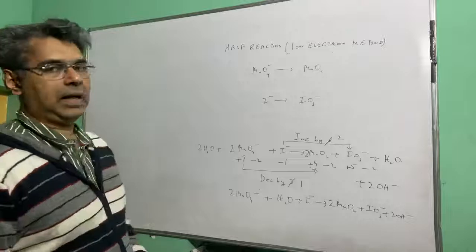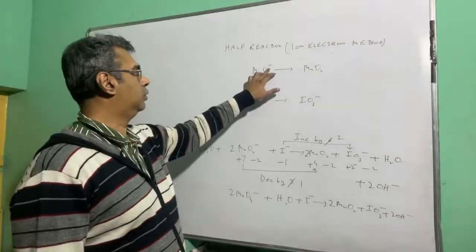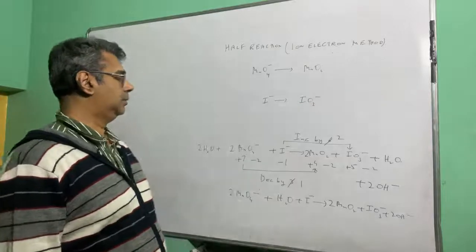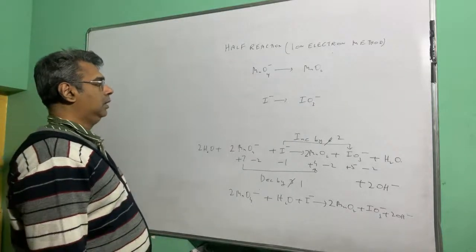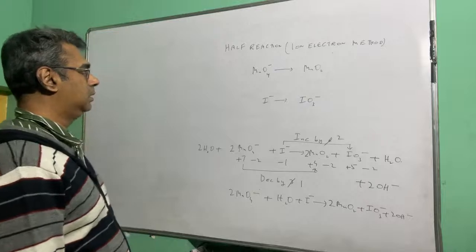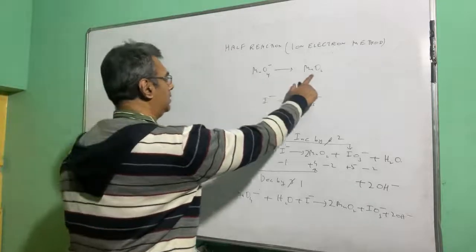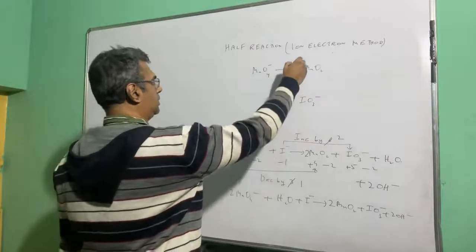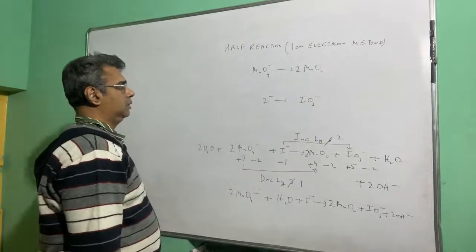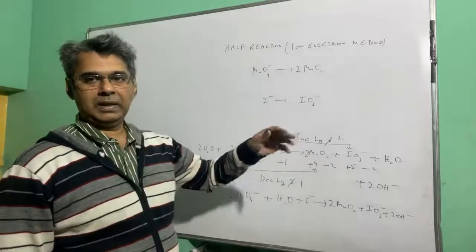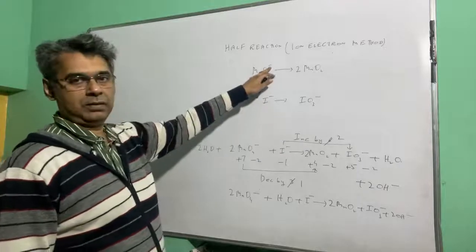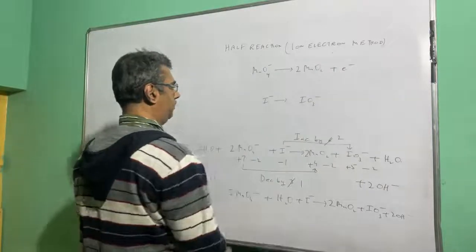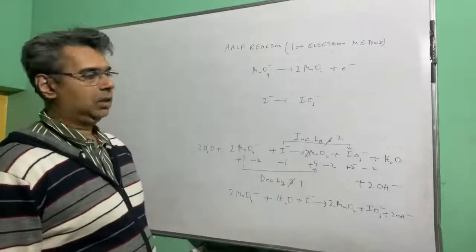Regarding the ion electron method, MnO4 minus is changing to MnO2, I minus is changing to IO3 minus. Here this is Mn, this is also Mn, this is O4, this is O2. So to balance the oxygen you put a 2. Now oxygen has got balanced, manganese has got balanced, but there is a charge of -1. So for that reason you add one electron here. That's it.